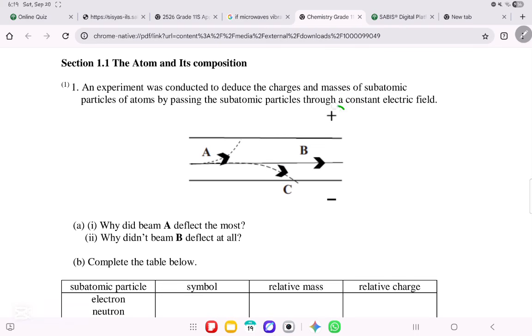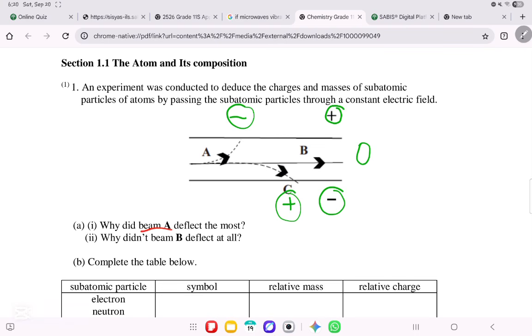First of all, A is being deflected to the positive side, means it has a negative charge. C is being deflected to the negative side, meaning it has a positive charge, because negative is attracted to positive and positive is attracted to negative. And B is not attracted by either, meaning that it has a neutral charge or zero charge.